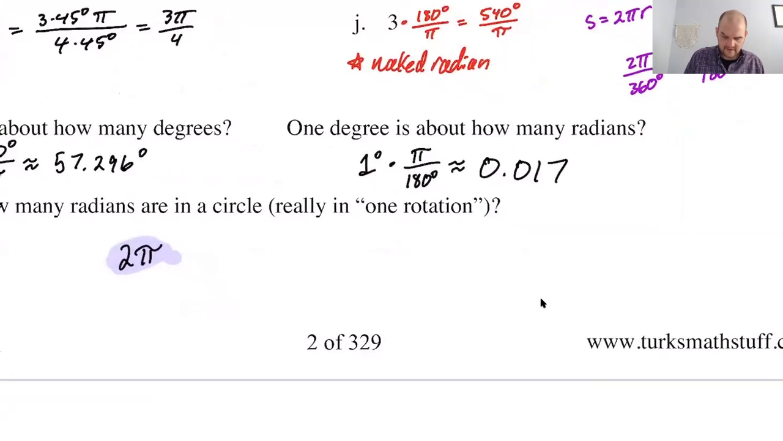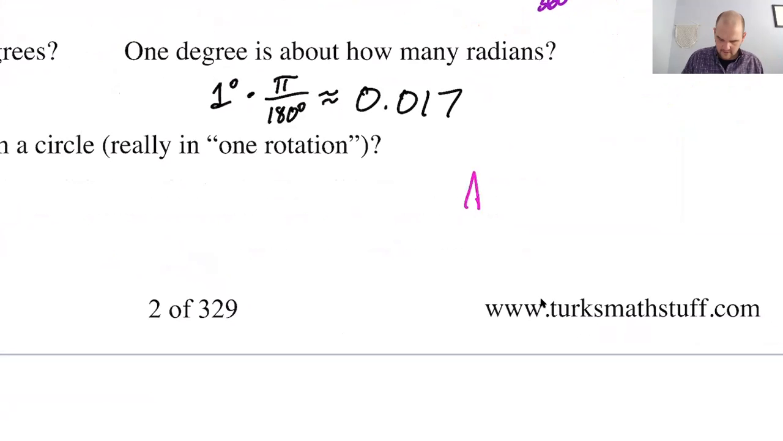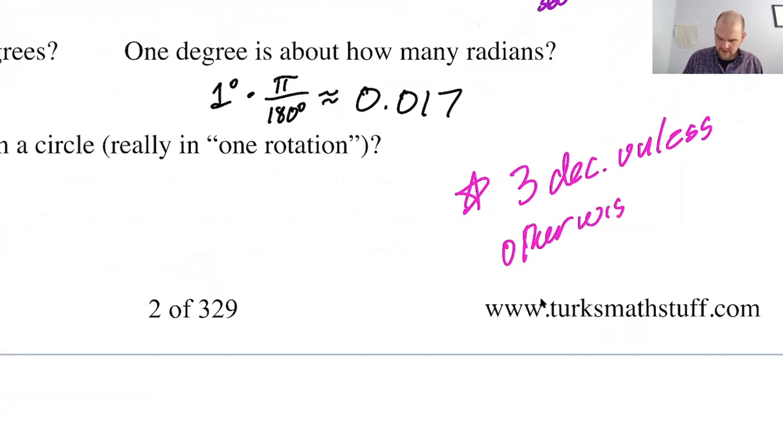So I will do that in what color? I really like this super bright pink. So 3 decimals unless otherwise stated. So that's just to get it out of the way, right? You're going to wonder about that. Now you don't need to. We're always going 3 decimals.